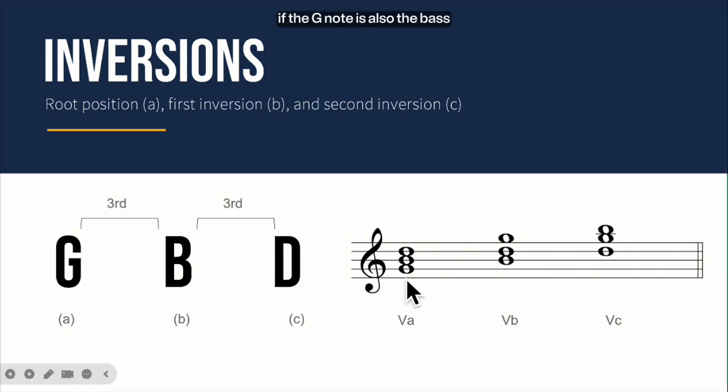If the G note is also the bass, then the chord is in root position, 5A. If the third of the chord, or the B note, is at the bass, it is then inverted to the first inversion, 5B. If the fifth of the chord, the D note, is at the bass, the chord is now in the second inversion, chord 5C.